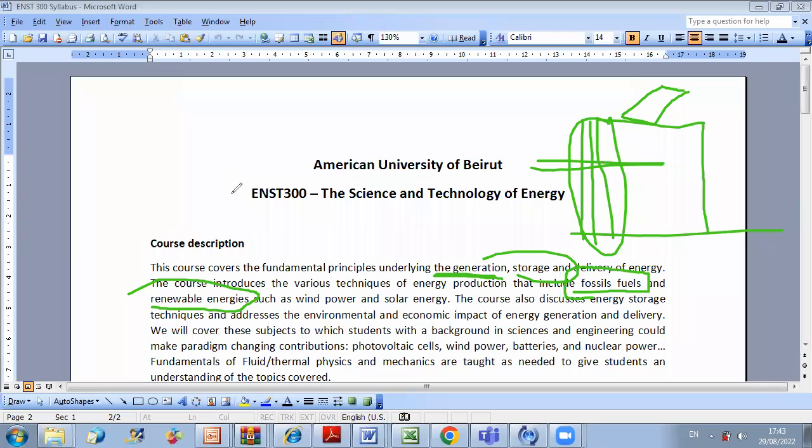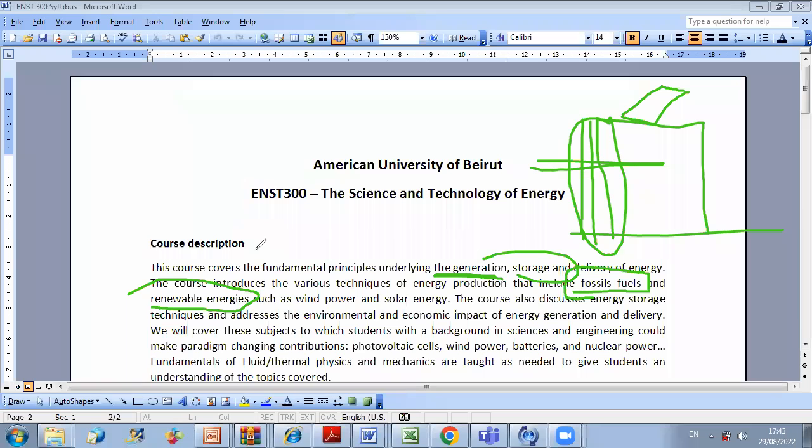So we'll see also how these techniques will affect the environment and what is the environmental and economical impact on energy generation and delivery. In addition, this course will tackle students of different backgrounds. So don't worry if you are not an engineer. As I said, I will repeat all concepts to make the course simple for you. We'll have a certain summary of what you need for this course. All concepts in thermodynamics, let's say, and fluid mechanics that you will need to understand the material of this course.